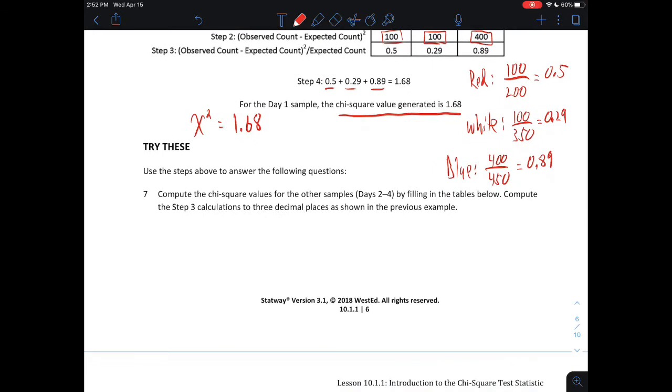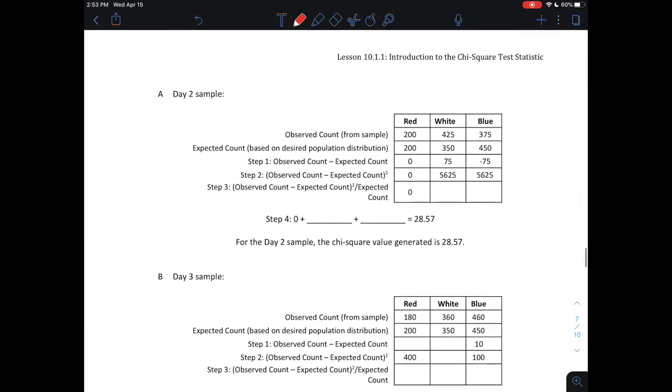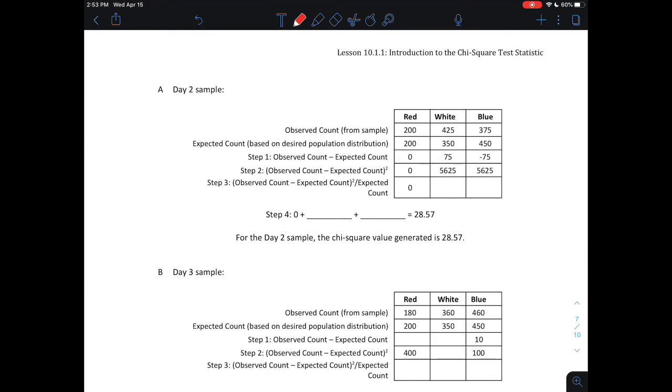Number 7, compute the chi-square values for the other samples, days 2 through 4, by filling in the tables below. Compute the step 3 calculations to 3 decimal places, as shown in the previous example. They didn't quite do that, but we're going to do that for ours. So, day 2, the observed counts, there they are: 200 red, 425 white, 375 blue. Then the expected counts: 200, 350, and 450. They did their subtractions, so 200 minus 200 for red is 0, 425 minus 350 is 75, and 375 minus 450 is negative 75.